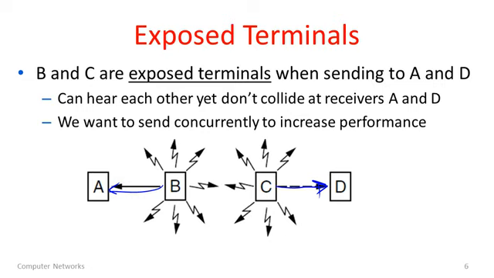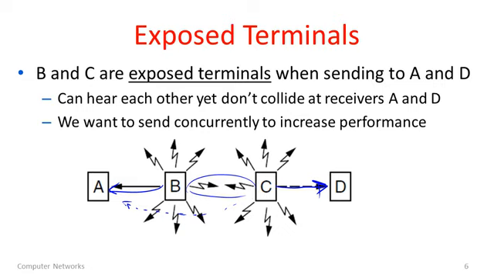They're exposed terminals because B and C can hear one another. When they're sending, it looks like their signals will collide here. However, C's signal doesn't propagate all of the way to A. There's no problem here. So A will be able to receive B's signal cleanly. Similarly, B's signal doesn't propagate to D, so D will be able to receive C's signal cleanly.